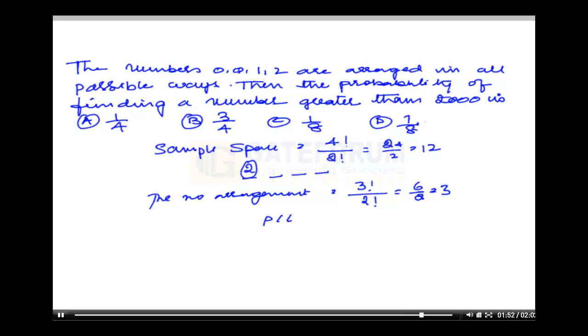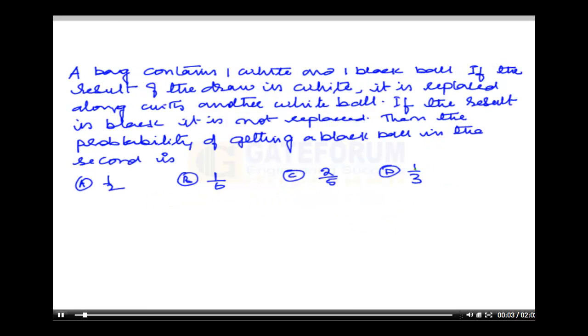Hence, probability of the event is equivalent to 3 by 12, that is sample space is 12. Hence, 1 by 4. Therefore, A is your answer. Given 1 white and 1 black ball.